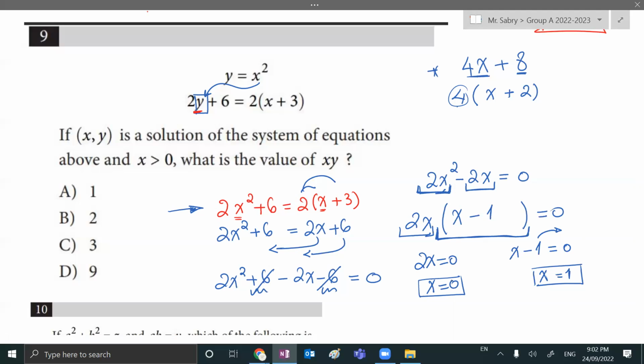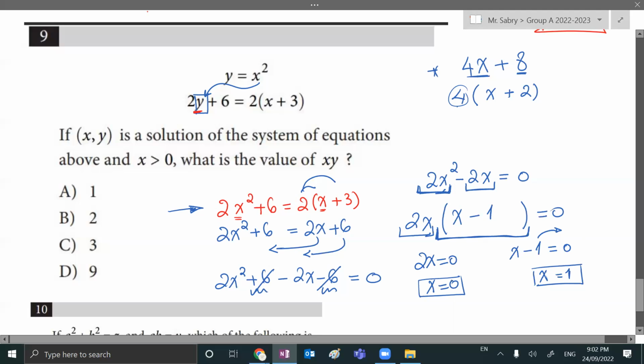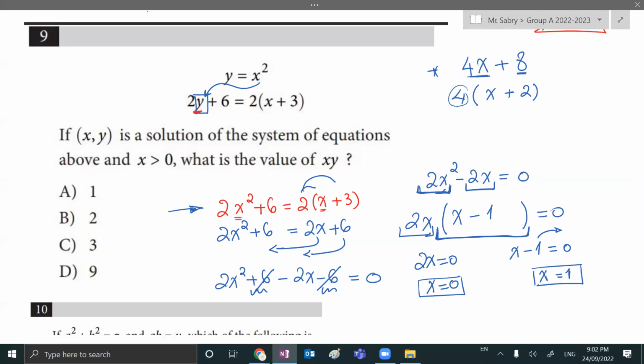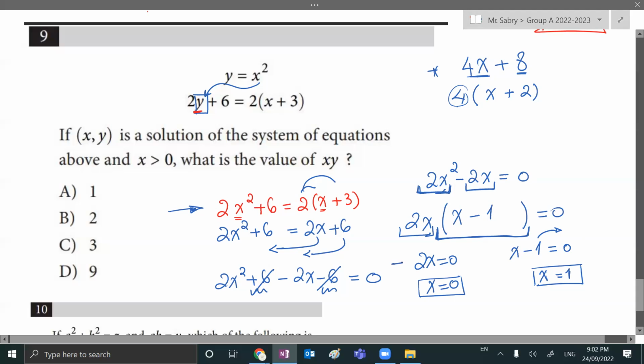Again, after 2x, bracket x minus 1 equals 0. It's either the first part, which is 2x equals 0, or the second part, which is x minus 1, that equals 0. And I solve both equations and find the value of x. How do I solve this one, Ali? 2x is equal to 0. How do I find the value of x?